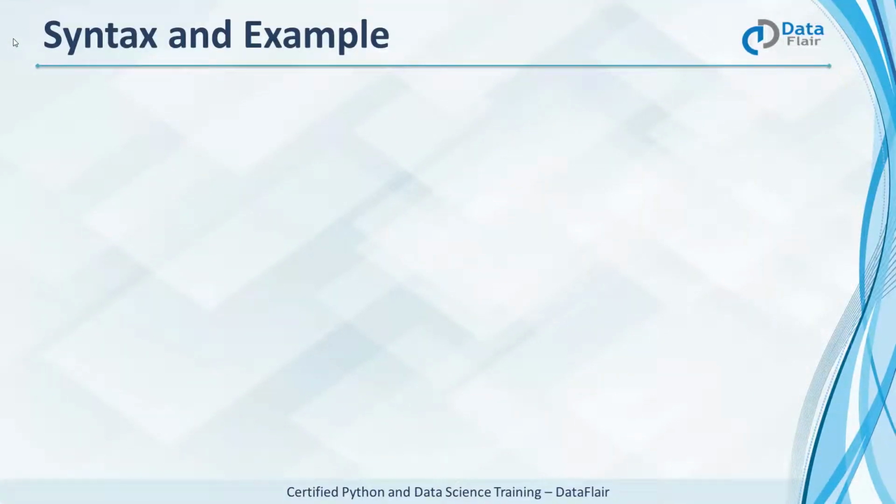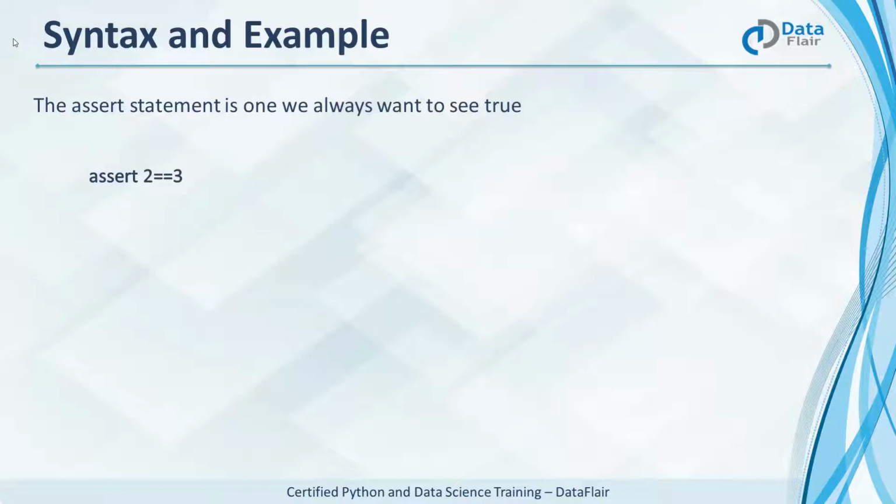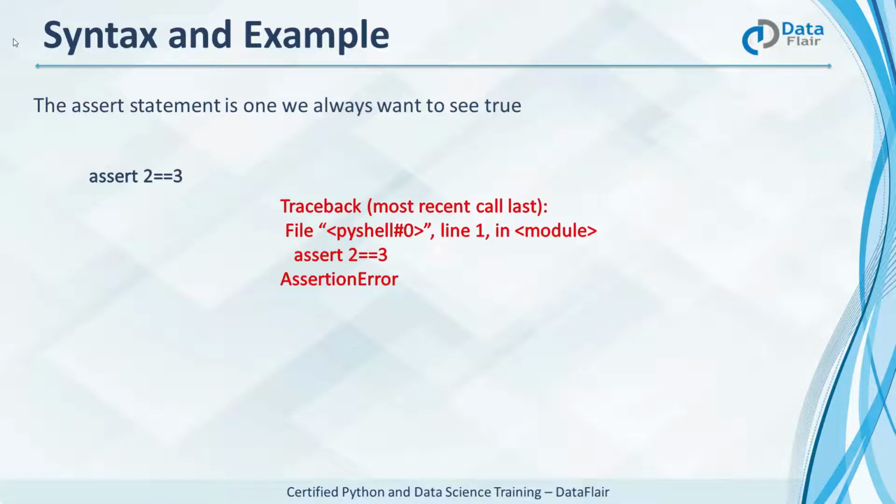When we use an assert statement, we always want it to be true. Let's take an example. Assert that 2 is equal to 3. Double equal sign here because we're running a check. And since 2 is not equal to 3, it raises an assertion error. The traceback shows us what line raised this.